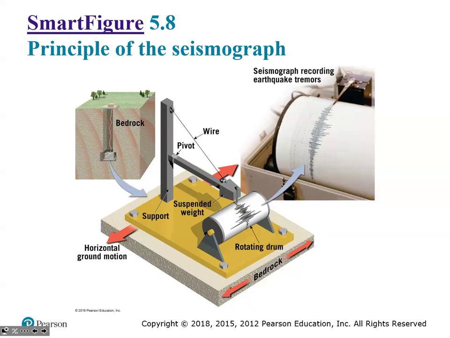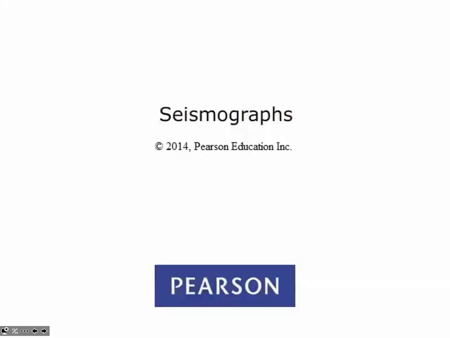And various seismograph-like things have existed for literally thousands of years. There's an ancient Chinese one that was like a big bowl holding small balls in various directions, and it would spit out the ball in the direction that the earthquake was coming from, basically. So here's a video about seismographs and how they work.